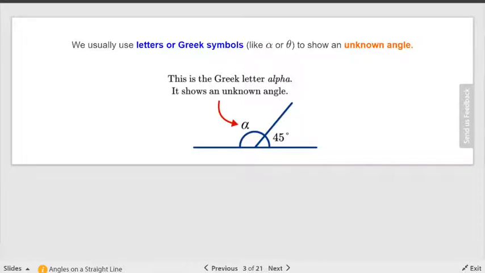Now remember that for angles, we're not just talking about unknown numbers, we're talking about unknown angles. We typically use Greek letters to represent those unknown angles. So you have that funny little A, that's the Greek letter alpha. Okay? Yes. Does that mean it shows an unknown angle? Does that mean you have to work it out, or do you just get X?